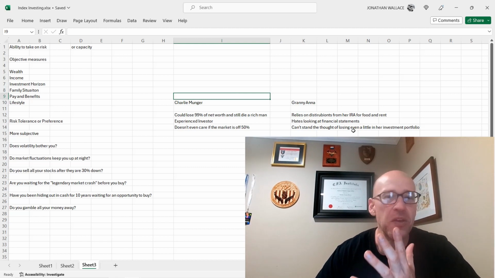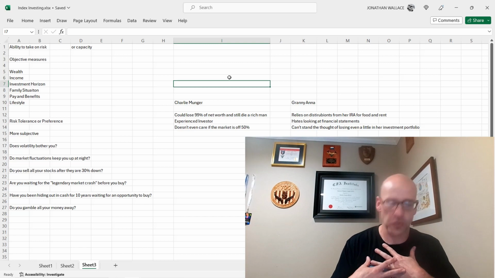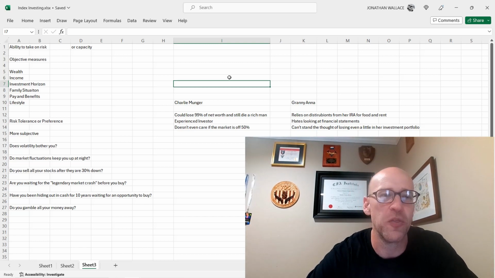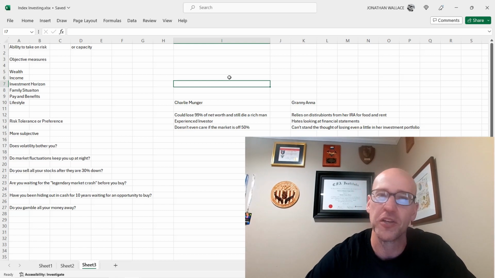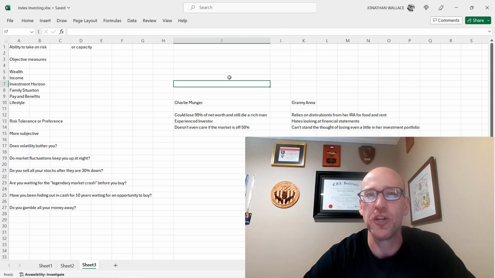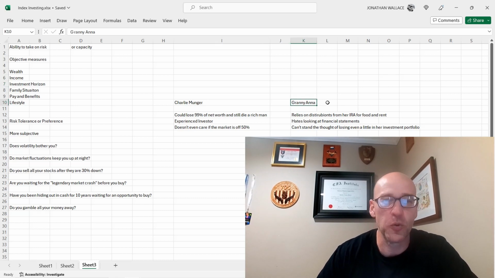Sometimes I hear people say, oh, well, Charlie Munger only had 4 stocks. I can have 4 stocks. Well, here's a key important point that a lot of people miss. Charlie Munger could have lost 99% of his net worth and still died a very rich man. So my question is, can you lose 99% of your net worth and still die a very rich man or woman?